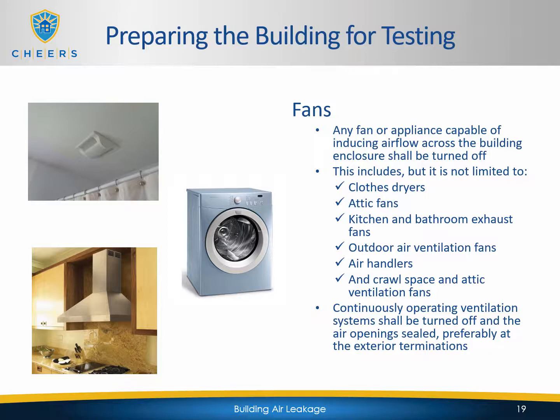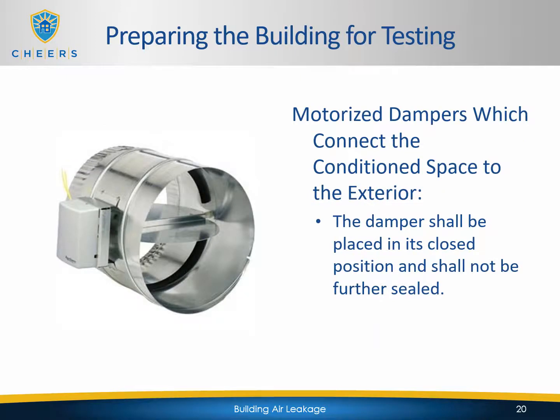So keep in mind, that's continuously operating ventilation systems, so not the intermittent fans that you see in a bathroom or in a laundry room necessarily. That exception to be turned off and sealed, keep in mind that's only for continuously operating ventilation systems. It's very specific. For motorized dampers which connect the conditioned space to the exterior, the damper shall be placed in its closed position and shall not be further sealed. So you're going to close it and you're not going to seal it any further.